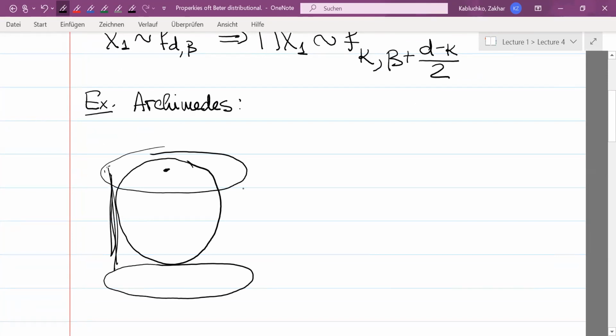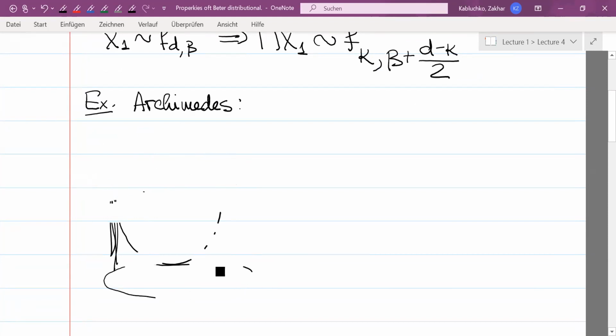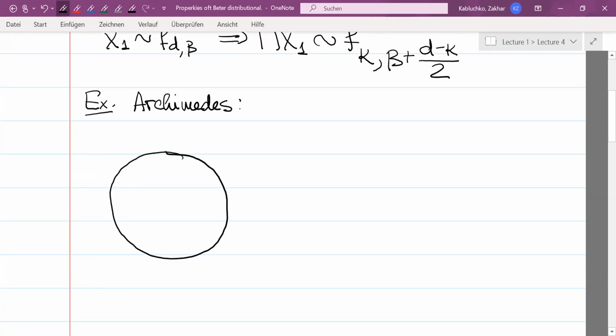I will not draw it. I will draw just a section of it. So this is a sphere in dimension 3, and it is inscribed into a cylinder, right? Like here, right? But of course, this is cylindric, right?